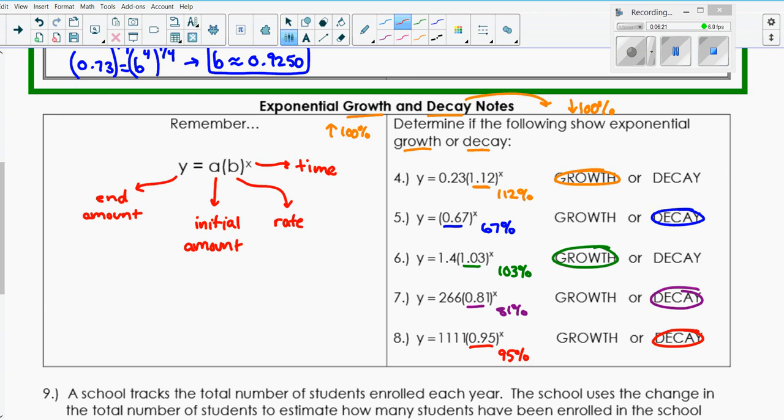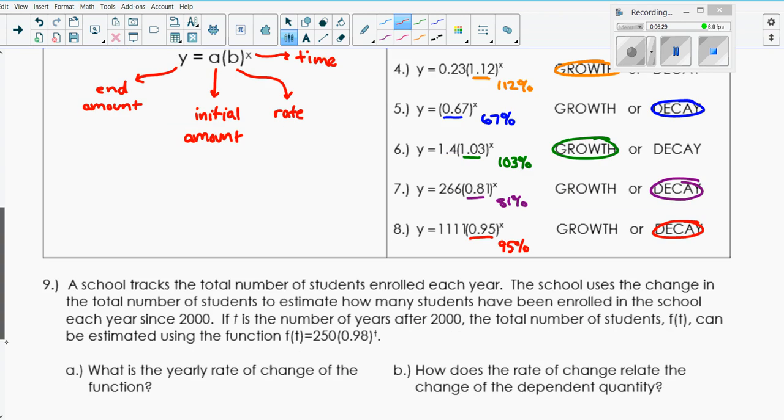Okay, so really you just want to identify what the percentage is. Above 100 or below 100 is going to tell you growth versus decay. Got it. Start one in context.